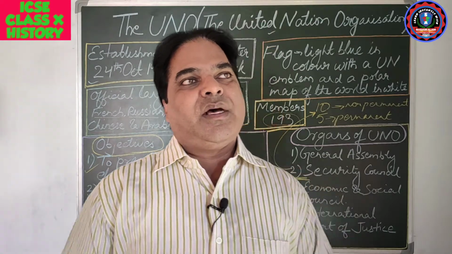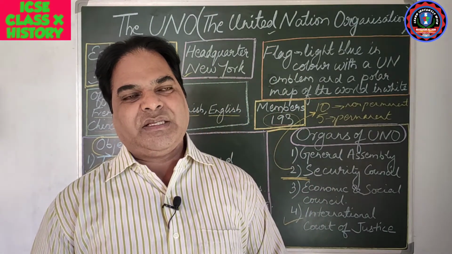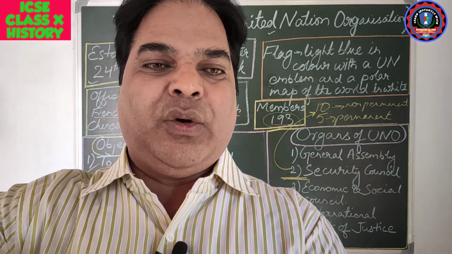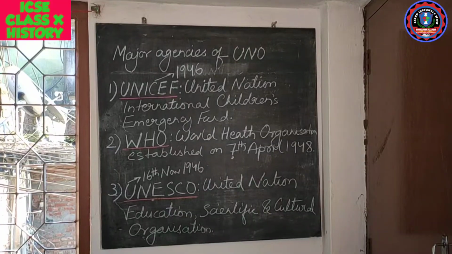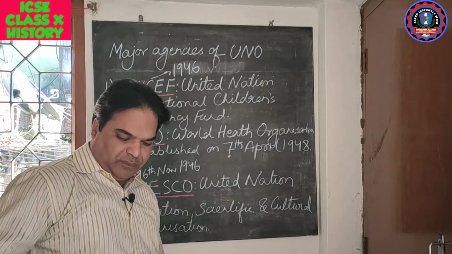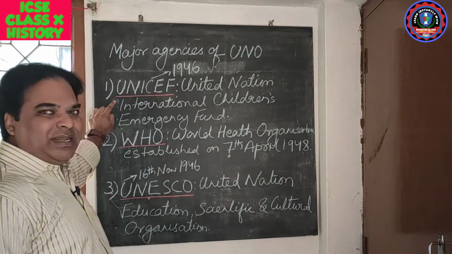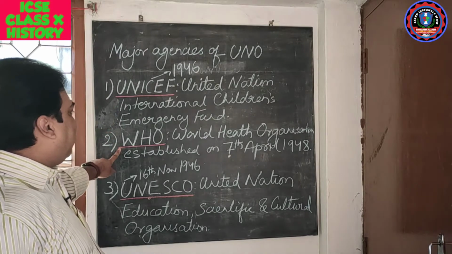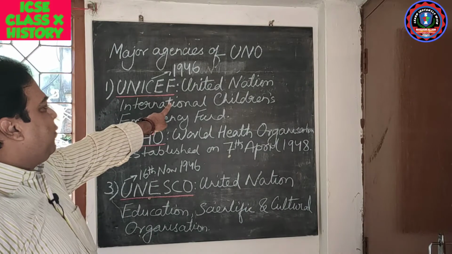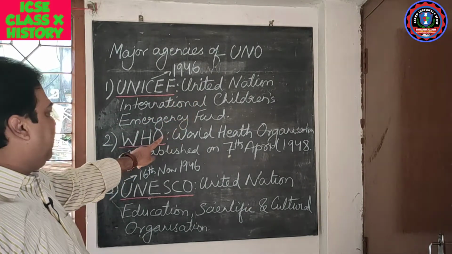Now we'll discuss some of the major agencies of the United Nations organization. The last part of this I have written over here. Major agencies of the United Nations: UNICEF is there, then WHO, then UNESCO. UNICEF full form is United Nations International Children's Emergency Fund. This much you have to remember.